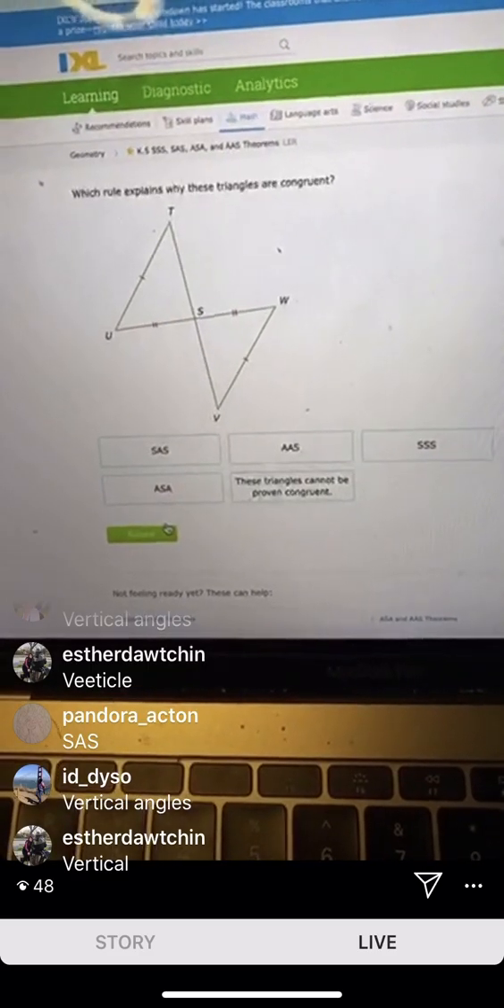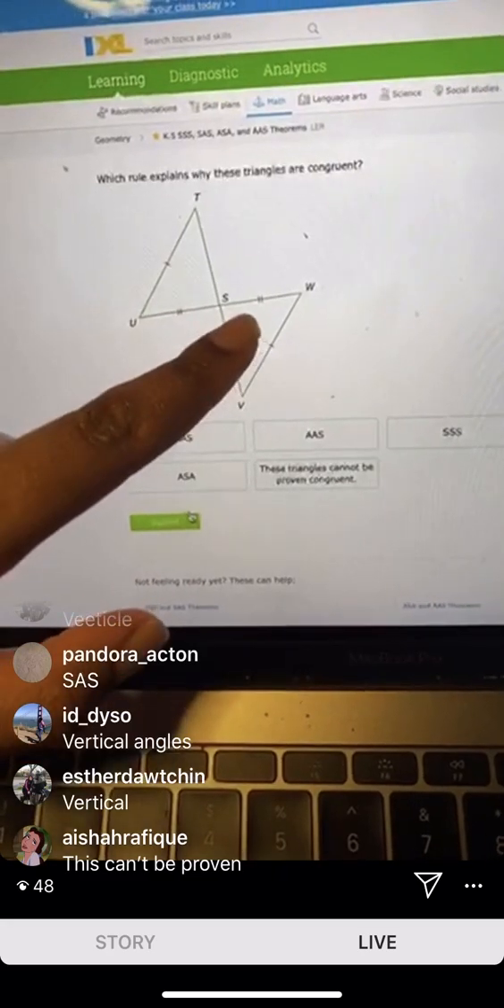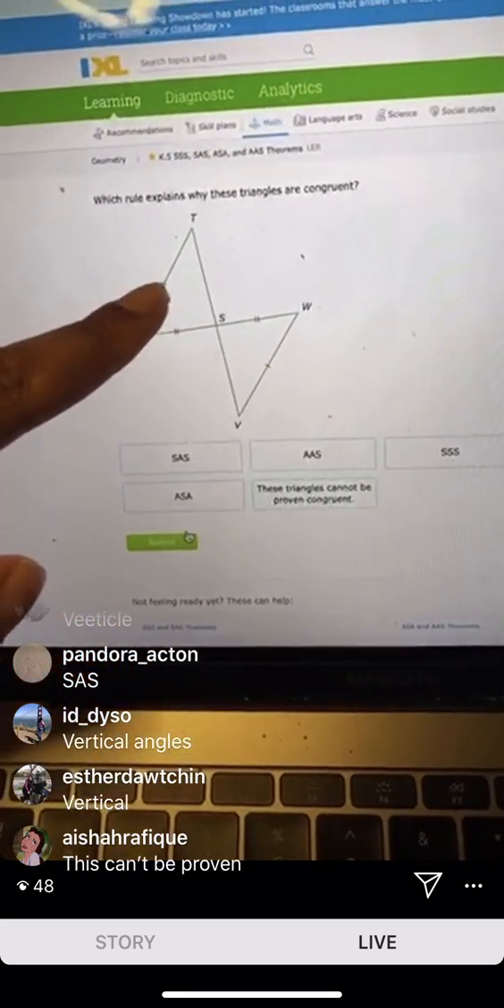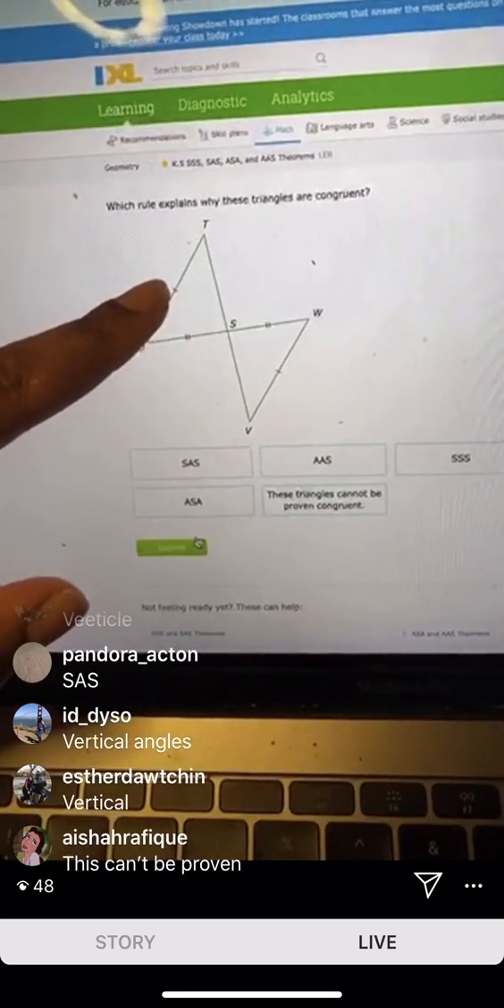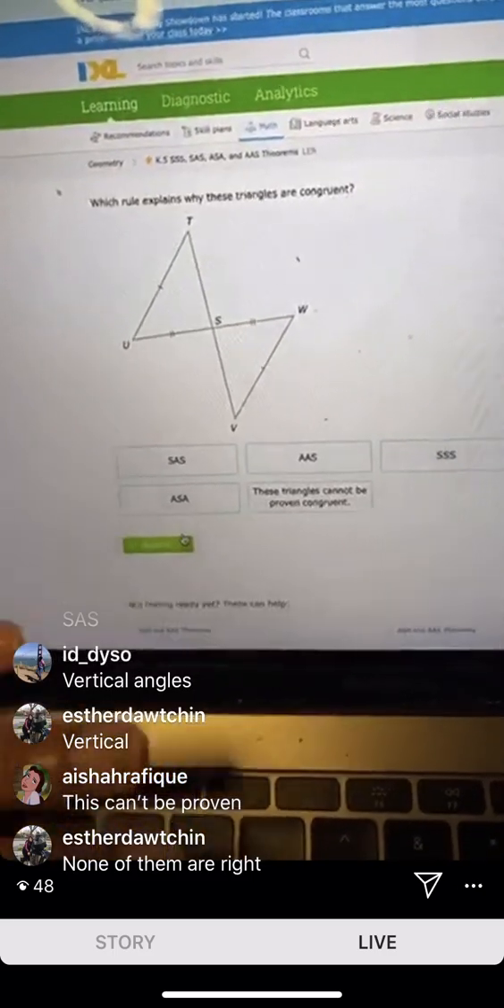Somebody said side angle side. Yes, these are vertical angles. So it would be angle side side. ASS. Is that one? No. So the answer was not side angle side. This one cannot be proven.